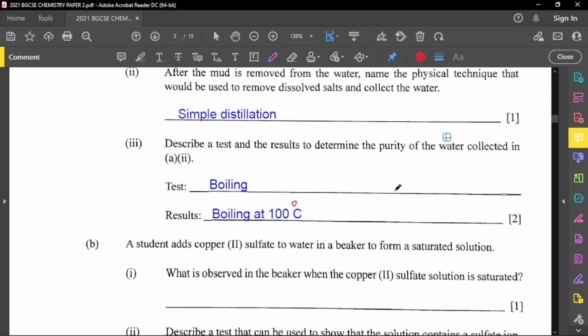You test if water boils at 100 degrees Celsius. If it does, then it is pure. If it's not, then it's impure. That means some impurities are inside of the water itself.